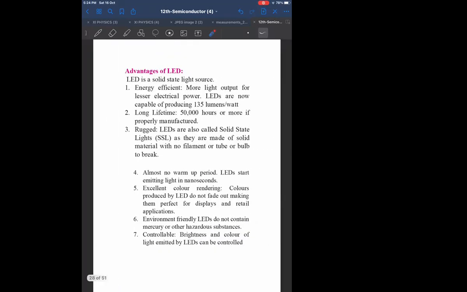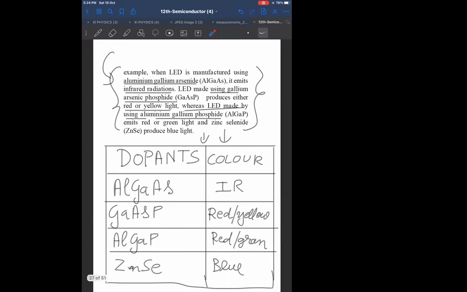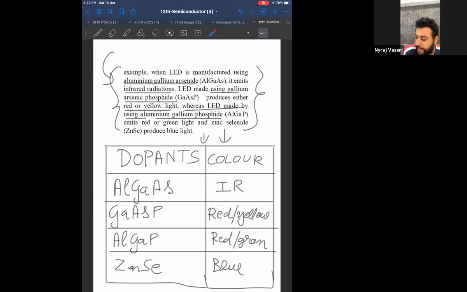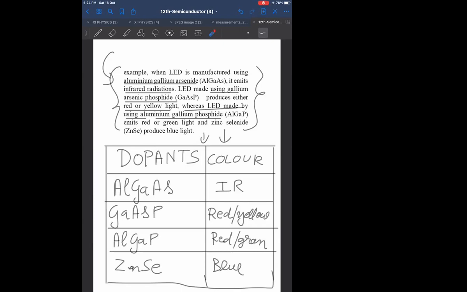Sir, doubt. Yeah, tell me. Sir, these are single color LEDs, right? What about multicolor LEDs? You have all combinations. Multicolor, tell me. Dopants are only 4. Just check. Yes. So you have to mix and match.